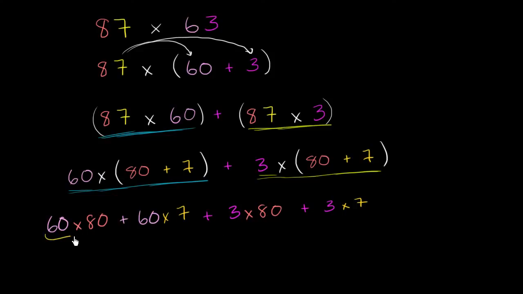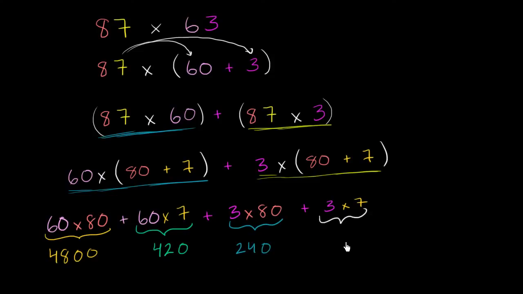So for example, 6 times 8 is 48. But this isn't 6 eighths. This is 60 80s. So this is going to be 4,800. We've got 2 zeros, so 48 followed by the 2 zeros. 60 times 7 is 420. 6 times 7 is 42, but it's going to be 10 times as much because this is a 60. And then 3 times 80, same logic. 3 times 8 is 24, so this is going to be 240. And then finally, 3 times 7 is 21. And then to get the product, we can add these together.